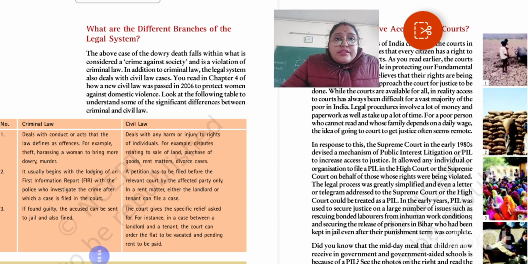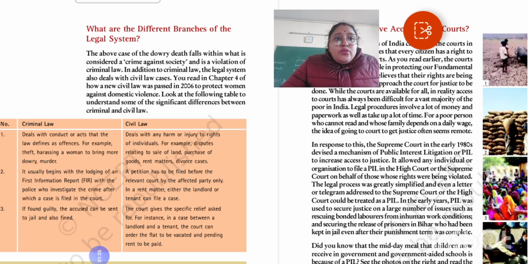Let's discuss the civil cases. Under civil cases, matters of money, property, inheritance, marriage disputes, etc. come up. In civil cases, a petition has to be filed before the relevant court by the affected party only, and the court gives the specific relief asked for. In principle, all the citizens of India can approach the court in the country and seek justice.